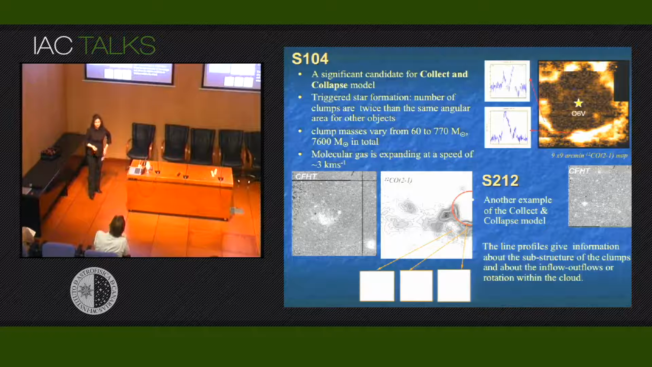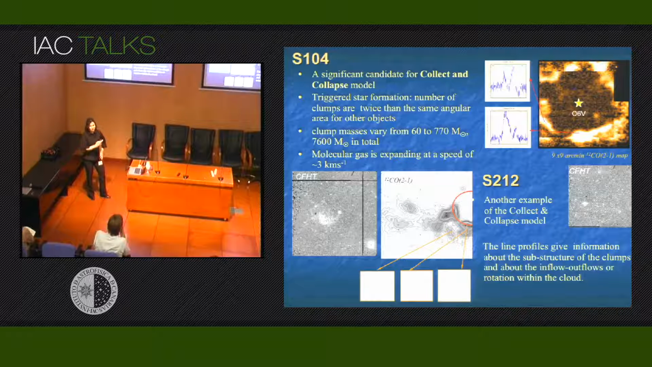A triple peak, which I don't know exactly what it is, probably just 3 different cores along the line of sight. But a little red shifted and blue shifted peaks at 2 sides of this clump, which means probably it's rotating. A side of the clump is coming toward us, the other side is going away from us, and that's why we have these 2 a little red shifted and blue shifted antisymmetric peaks here.